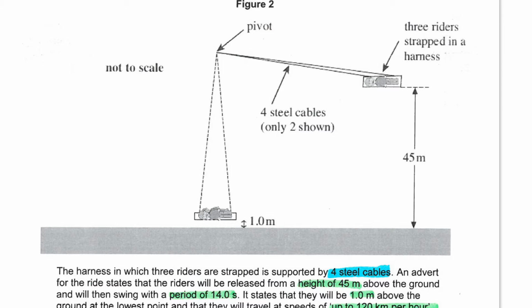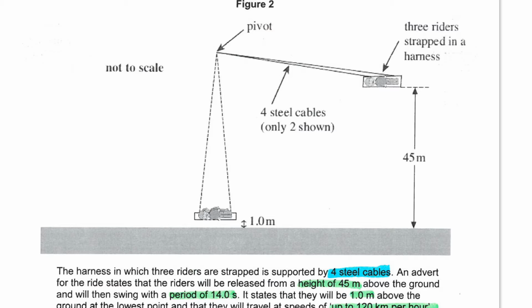Now we move on to part B, a completely different scenario and a lot of information given both in the text and in the diagram. So take time to consider everything that you have been shown. So we have a ride called a jungle swing, and reading the text, the harness has got 3 riders strapped to it, and it's supported by 4 steel cables.